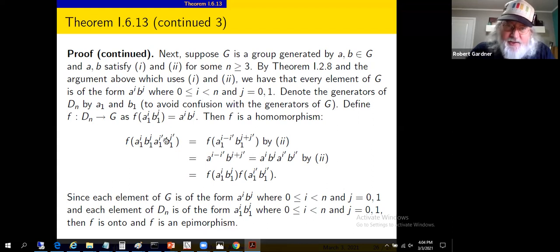These have restrictions on I and J. So there's the first element of D sub n. Take a second element, same generators, different exponents. So f of the first element of D sub n times the second element of D sub n. Hey, we've got A1s and B1s.